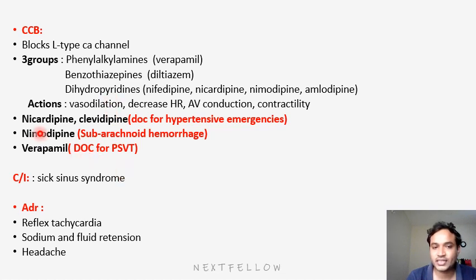Next, nimodipine is the drug of choice for subarachnoid hemorrhage. This is the most common one; you have to remember it. Next, verapamil is the drug of choice for PSVT, paroxysmal supraventricular tachycardia. You have to remember these three: the drug of choice for hypertensive emergency, for subarachnoid hemorrhage, and for PSVT. PSVT is verapamil. Subarachnoid hemorrhage is nimodipine. For hypertensive emergency, nicardipine; now clevidipine is also approved.